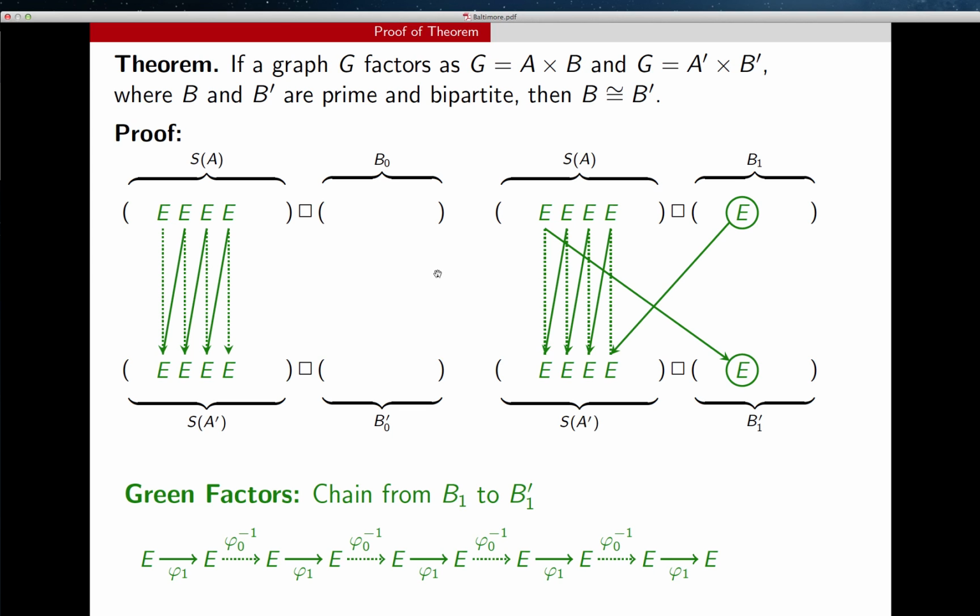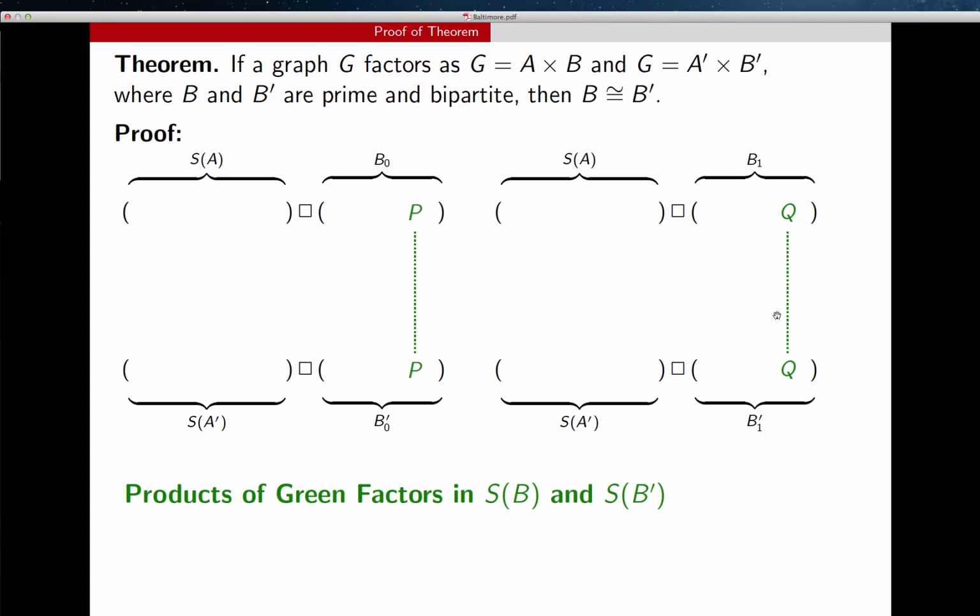Now imagine that you take the product of all green factors in B0, B0 prime, B1, and B1 prime. Just multiply them all together with the Cartesian product. Then their product in B0 is some graph, let's call it P, and we have an identical graph down there, P. Both of those are products of green factors. Over here in B1, we have a product of green factors Q, and it has a twin product down here, Q, as well.